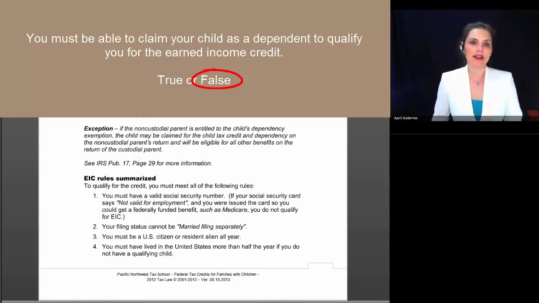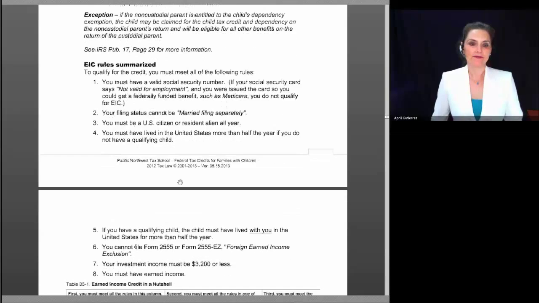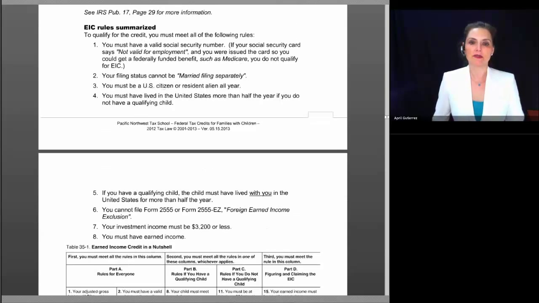Let's go back, because now that we're back from break, let's revisit the rules for the earned income credit. Let's see if any of the rules say that you have to be able to claim that child as a dependent. And obviously you're getting the hint that none of the rules say that.